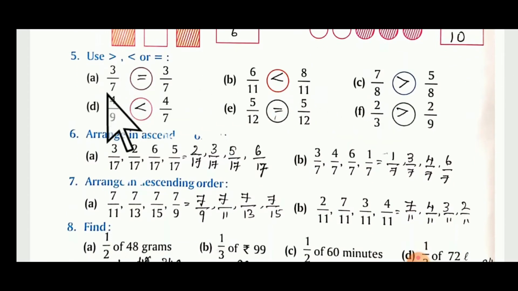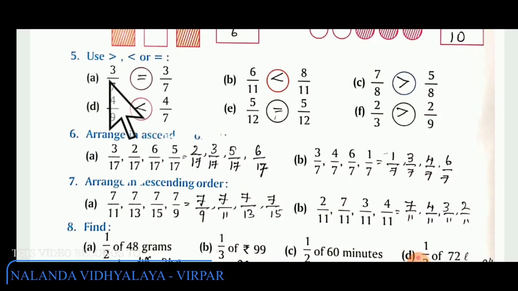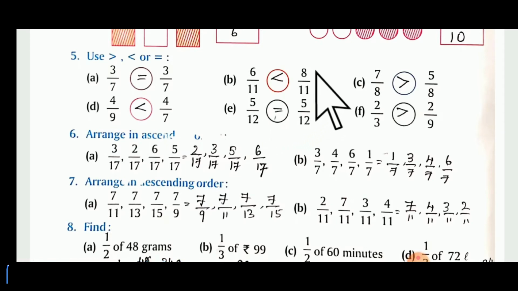Use comparison symbols. 3 by 7 dash 3 by 7. Both are equal. Numerator same, denominator same. So we write equal. 6 by 11 dash 8 by 11. Denominators are same and numerator are different. So which is the bigger one? 8. Draw the arrow. 7 by 8 dash 5 by 8. Denominators are same. Numerator are different. See, which is the bigger? 7. So draw the greater symbol.